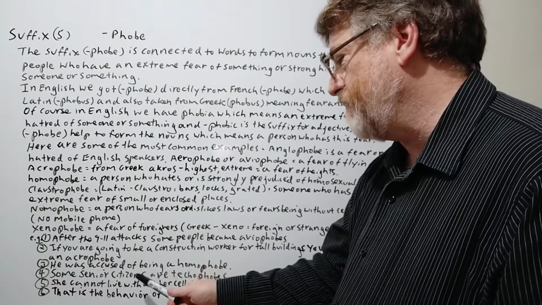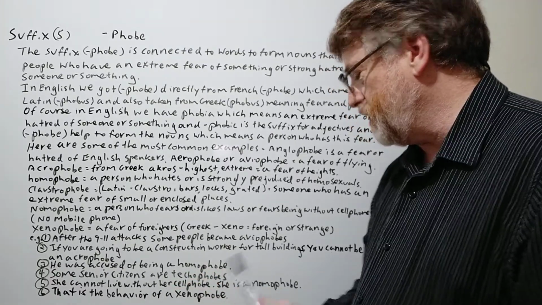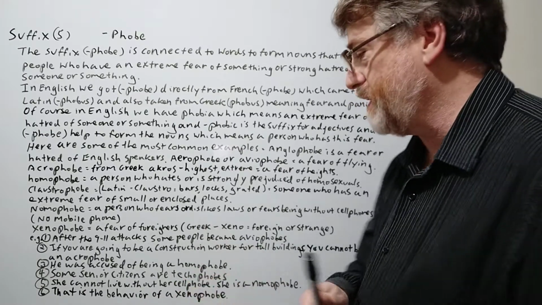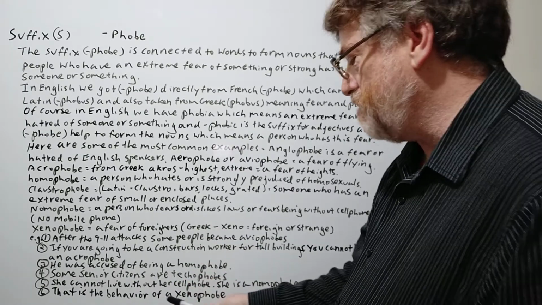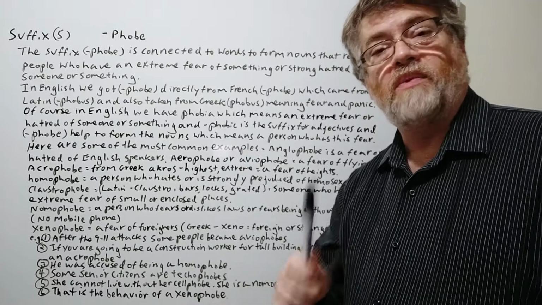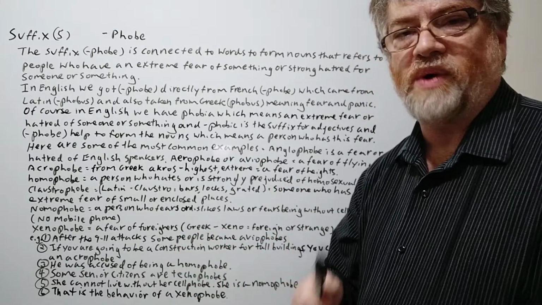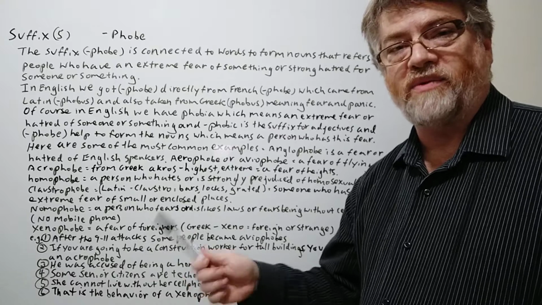Okay, and number 5 here, she cannot live without her cell phone. She is a nomophobe. All right, that's perfect there. And you can say that is the behavior of a xenophobe. Well, whatever it is, somebody disliked foreigners, whatever they were doing, that would prove that they don't like foreigners.